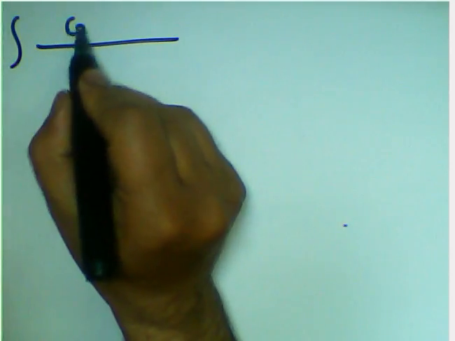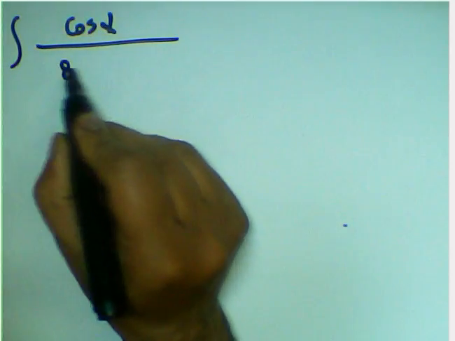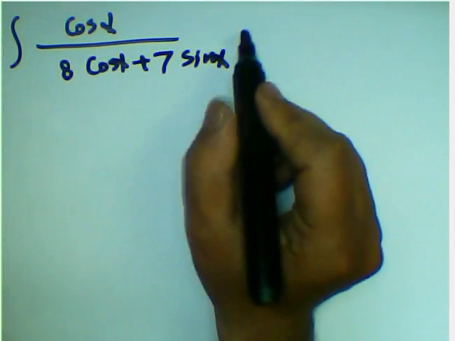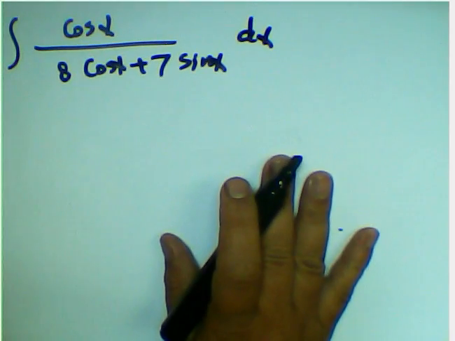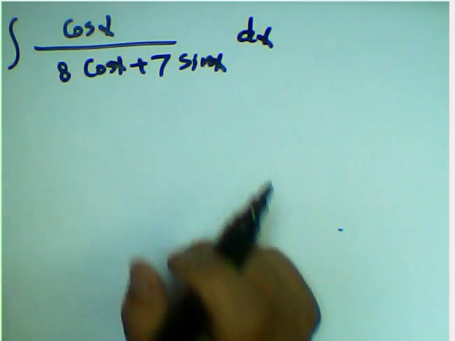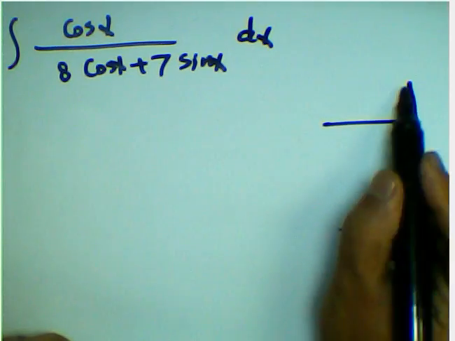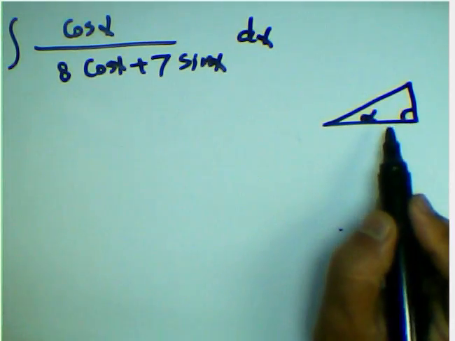Integration of cosine x over 8 cosine x plus 7 sine x dx. 8 and 7. Who can tell me the result? Thinking with me here. I will draw a right angle triangle here and write this angle alpha.